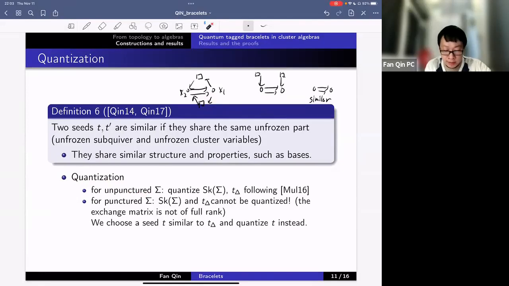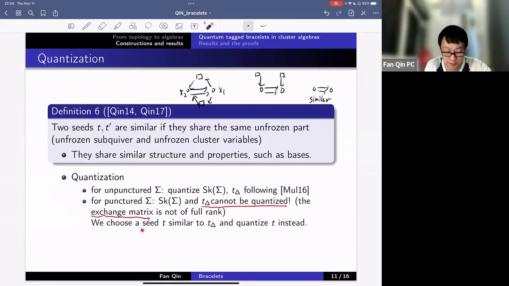Now about the quantization. For the unpunctured case, the quantization of the skein algebra and the initial seed, as well as the upper cluster algebra, was due to Muller. But for the punctured case, there's a big problem, an obstruction. Well, I'm not so sure about the skein algebra maybe. Let me just talk about the cluster algebra. The cluster algebra cannot be quantized if you only take the natural seed from the surface. The reason is that the exchange matrix, or say the adjacency matrix for this quiver, is not full rank. So by definition, you cannot find a compatible pair which quantizes this cluster algebra.